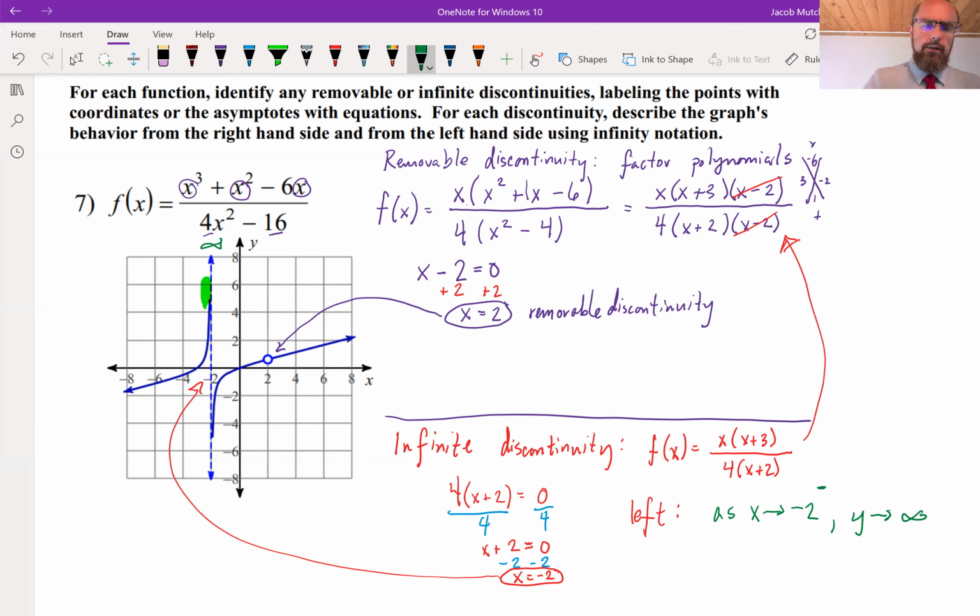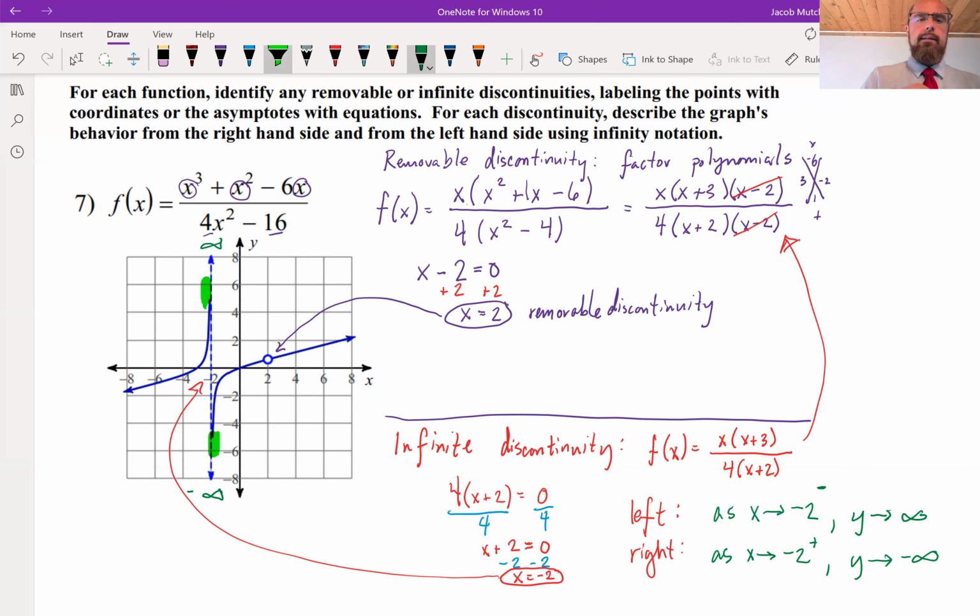We'll also look at the right side. Notice the function there is decreasing more and more as it gets close to negative 2 from the right side. And that looks like it's headed towards negative infinity. So the way I would record the right-hand behavior of the function around that infinite discontinuity is as x approaches negative 2 from the right, I'll put the superscript plus, y approaches negative infinity. Please notice, if you got an infinite discontinuity, y is going to head towards infinity or negative infinity. The words should match the symbols. It's different for a removable discontinuity.